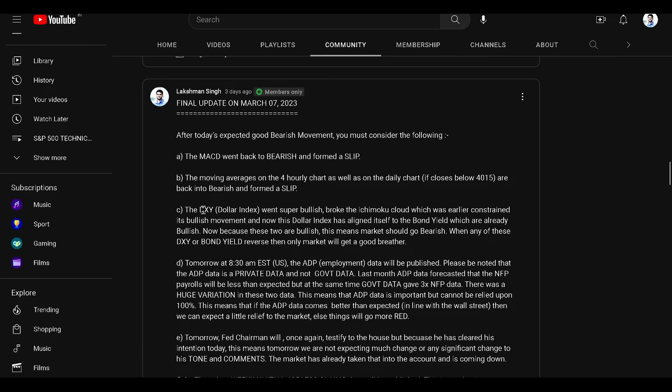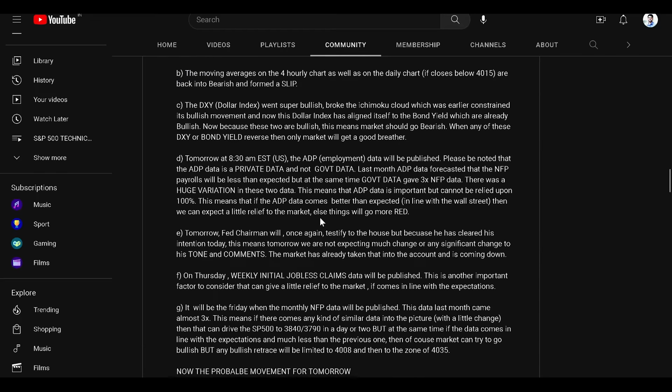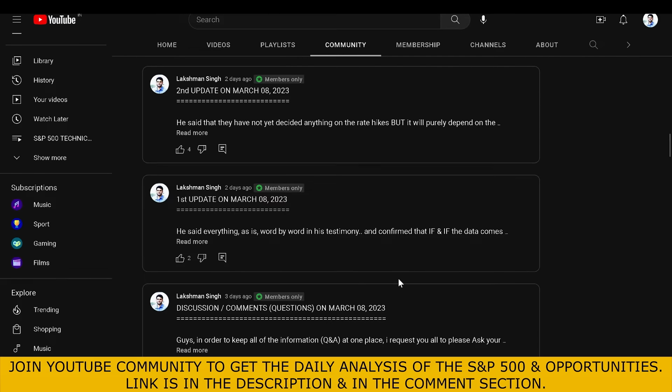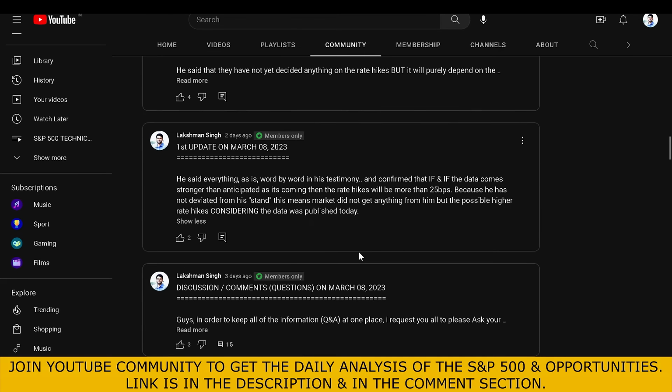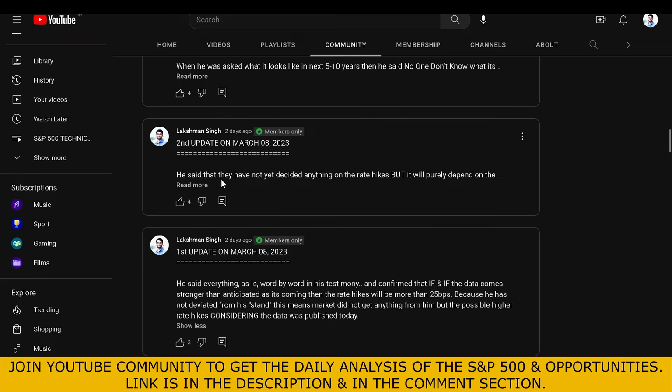movement. Then the dollar index was super bullish and broke the Ichimoku cloud. So on Wednesday, the Fed chairman testified to the House. In his testimony to the House, he said everything as is, whatever he had mentioned to the Senate. There was no change in his tone.